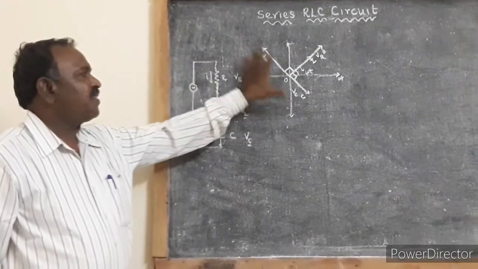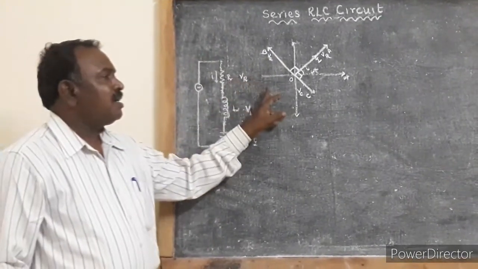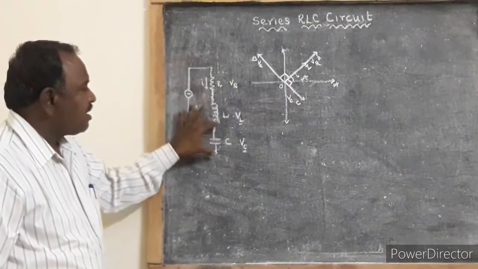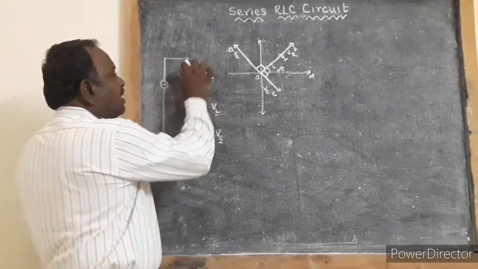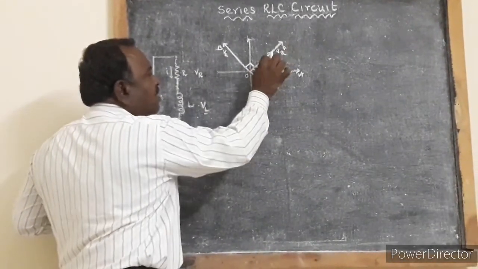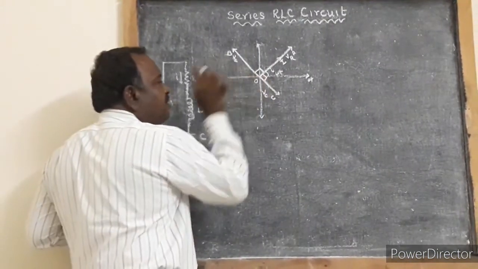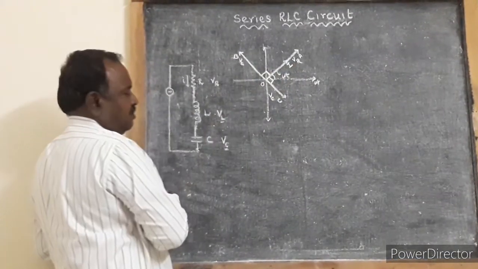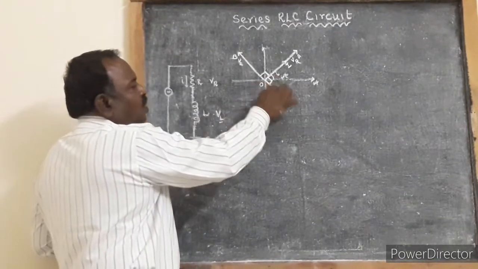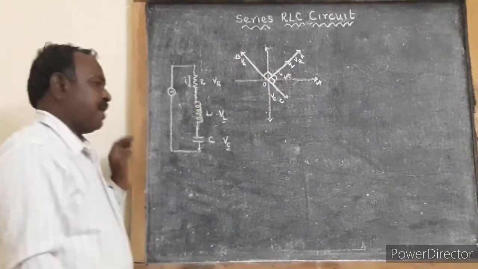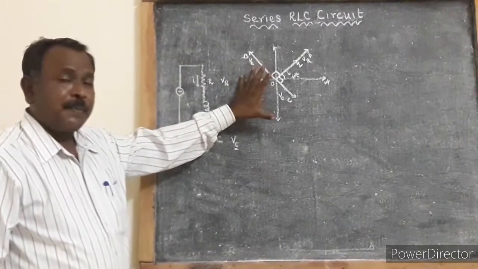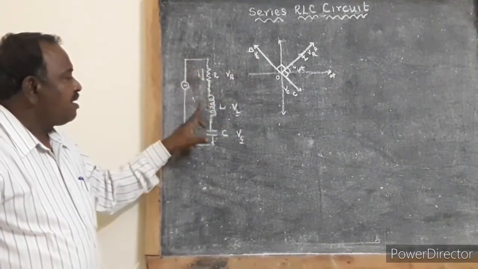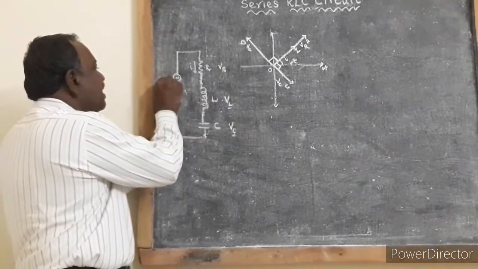So this phasor diagram gives the phase relation between current and voltage across the three components. Across the resistor, current and voltage are in phase, so the phase difference is 0. Across the inductor, voltage is leading the current by pi by 2. Across the capacitor, voltage is lagging the current by pi by 2. So this phasor diagram tells about the phase difference between current and voltage across the three components connected to this AC source.